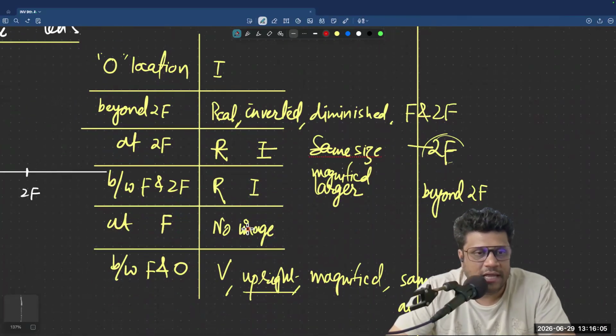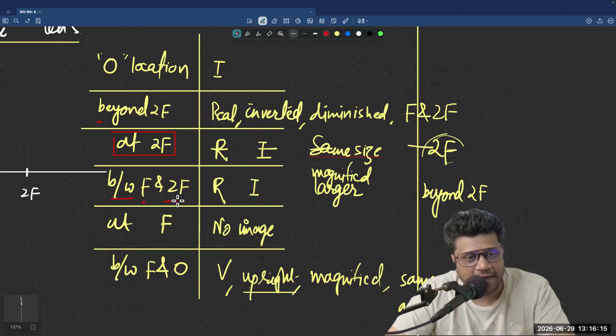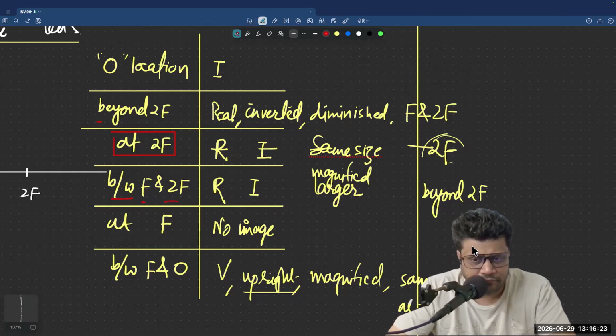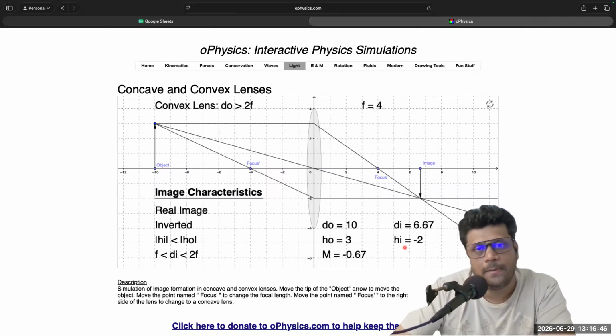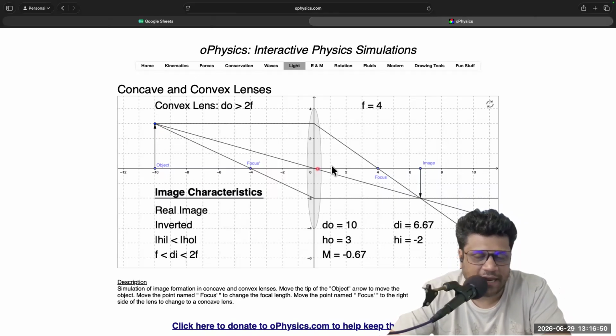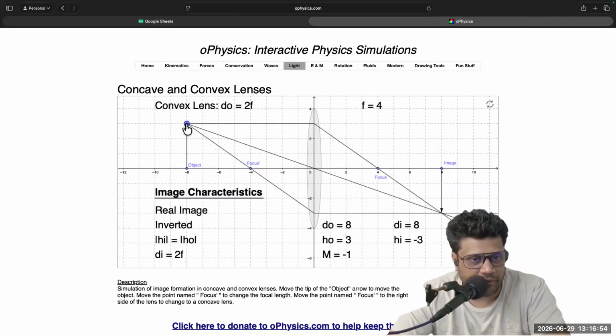If the object is moved to right at 2f, what kind of an image are you going to see? If the object is between f and 2f, what image are you going to see? So those are also a few scenarios that can be asked, where we change the position of the object and we look at what kind of an image we're getting. So here you go, right at 2f.